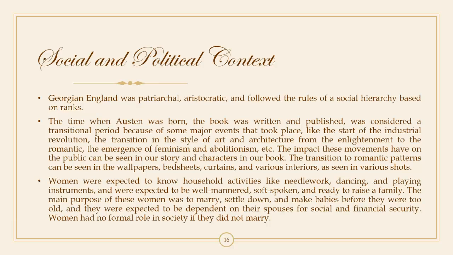The time that Austen, our writer, was born, and the book was written and published, was still considered a transitional period because of some of the major events that took place, like the start of the Industrial Revolution, the transition in the style of art and architecture from the Enlightenment to the Romantic, the emergence of feminism and abolitionism, and everything else going on at the same time. And we can see these moments had an impact on the public, as we can see in our story and the characters in the book. The transition to the romantic patterns can be seen in our wallpapers, as I showed in one of the first structures that we saw, curtains and various interiors.